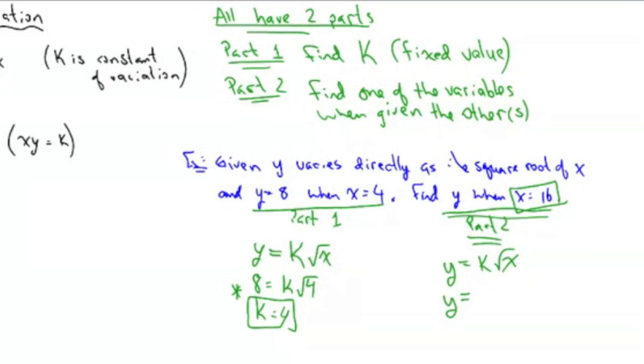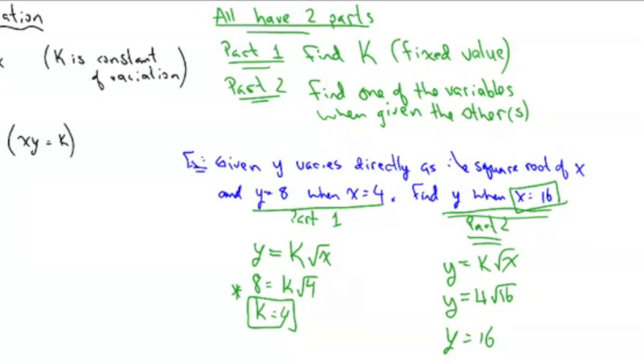But k is 4. It's guaranteed to be 4 for the rest of the problem. So k becomes 4 times the square root of 16. Square root of 16 is 4. 4 times 4 is? So y is going to equal 16 when x is equal to 16. They become the same value. And that's how they all work out.